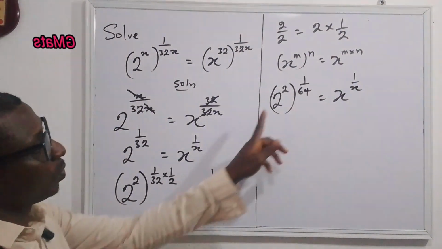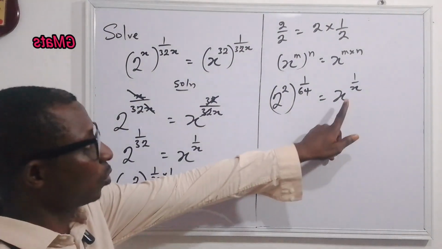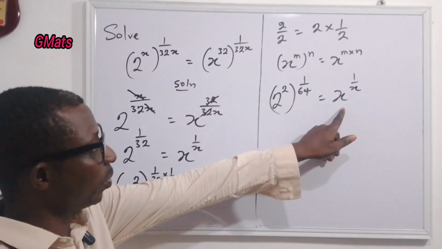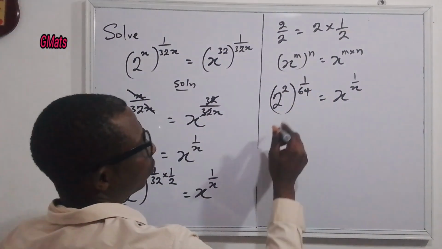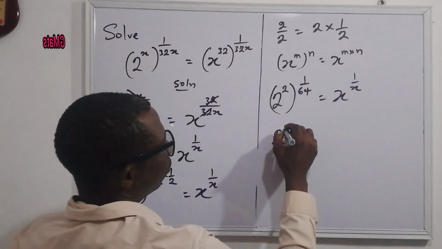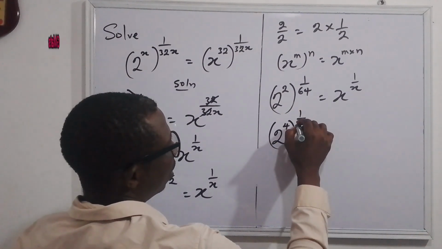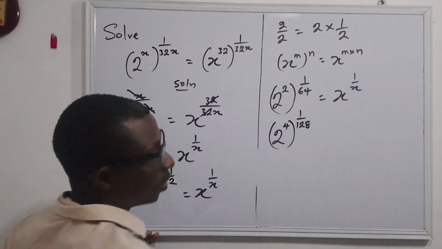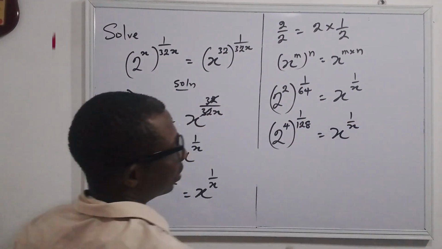Alright, so what we have here is not the same thing as what we have here. So I'm still going to repeat the same process. I'm multiplying this by 2, this by 2. So we have 2 raised to the power of 4 raised to the power of 1 over 128 equals x raised to the power of 1 over x.